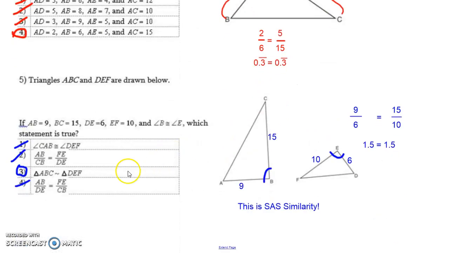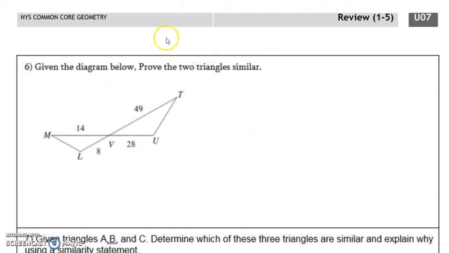For number 5, it gave you some information. Just label the diagram. If there was no triangles, you would draw the triangles, but since there are, you just label the diagram. And you're able to see pretty clearly that this is SAS similarity. 9 divided by 6 is equal to 15 divided by 10. So these two triangles are similar. Very straightforward. Second page of this same problem set. Pause the video, see if you can figure this out.